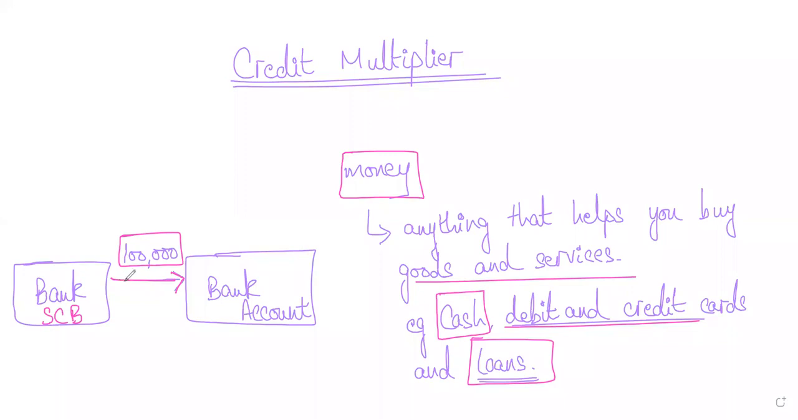I can give this 1 lakh rupees in check. I can give this amount of money in check to any person to whom I need to make the payment, right? So let's say I have to make the payment to XYZ, my friend or whoever. I pay this check to that person and that person can use the money, right?